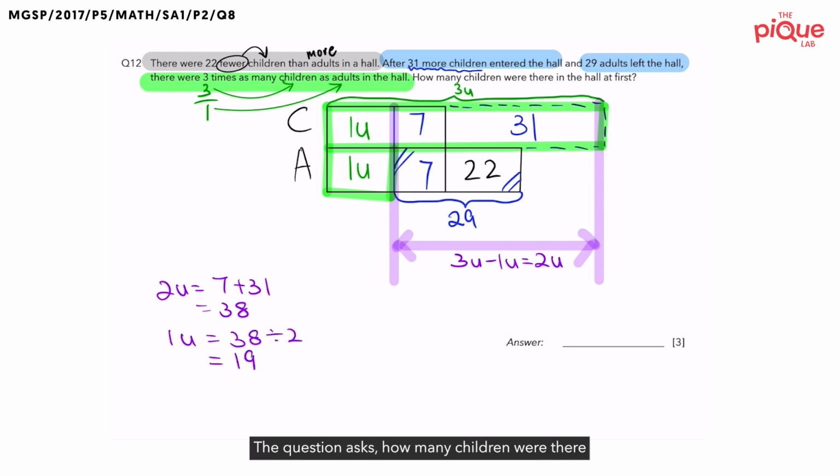The question asks, how many children were there in the hall at first? Where is the children at first in the model? It is the part highlighted in yellow, which excludes the additional 31. Glad that we have drawn the additional in dotted lines so that we can spot it easily. To find children at first, it will be 1 unit plus 7, as shown in the model highlighted in yellow. And the final answer we will get is 26 children.